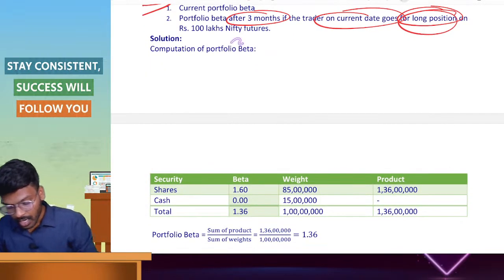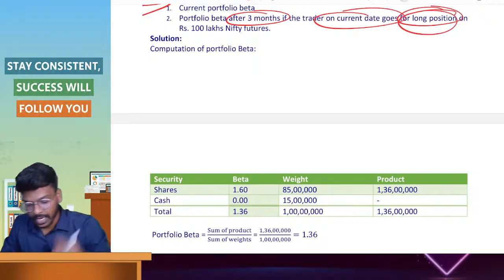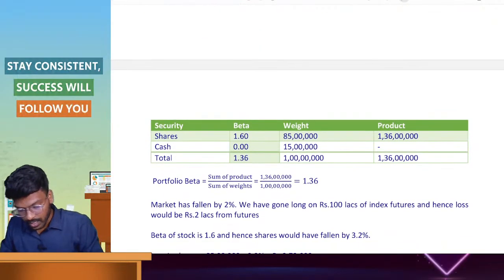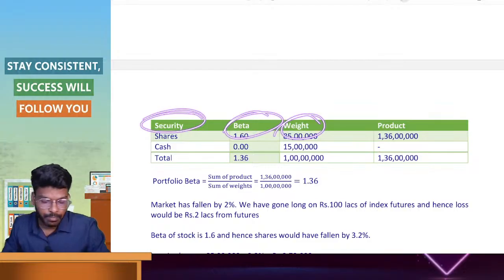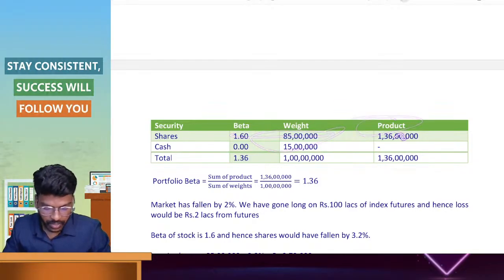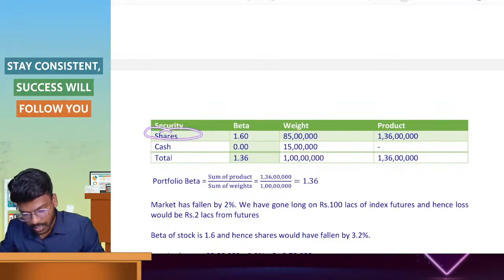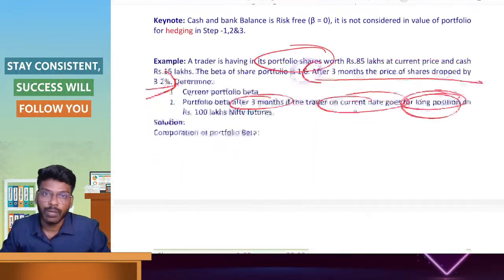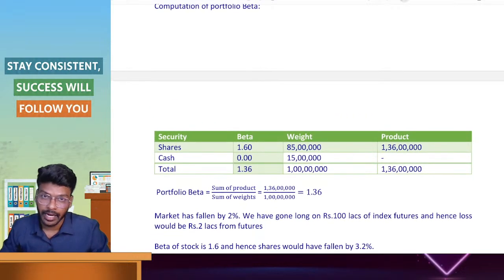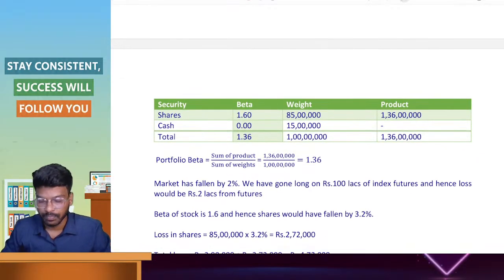Okay, computation. First requirement: computation of beta of portfolio, portfolio beta. So security, beta, weights, product. Product means beta multiplied with weights will give you the product. First is share portfolio, the beta is 1.6. 1.6 multiplied with 85 lakhs will give you 1.36 crore. Okay, 1.6 means high risk. There is a high risk in the share portfolio.